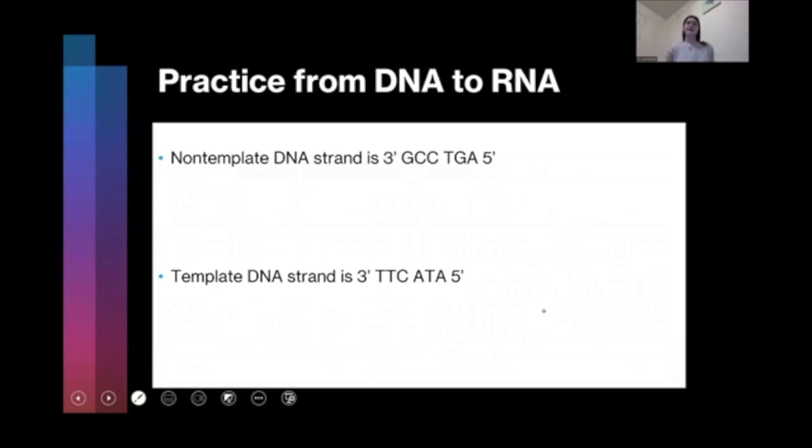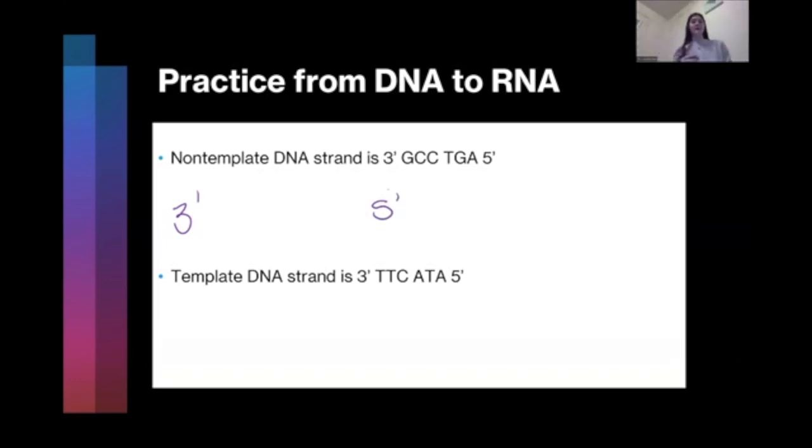So first, let's practice going from DNA to RNA. So let's say that I tell you I have a non-template DNA strand that is 3' GCC TGA 5'. And I want you to make RNA. So first thing that we need to notice, is it template or non-template? Okay, it's non-template. Is non-template anti-parallel or parallel to our mRNA? It's parallel. So if my non-template is written 3' to 5' left to right, so is my mRNA. So my mRNA would be 3' to 5' from left to right because they're parallel.